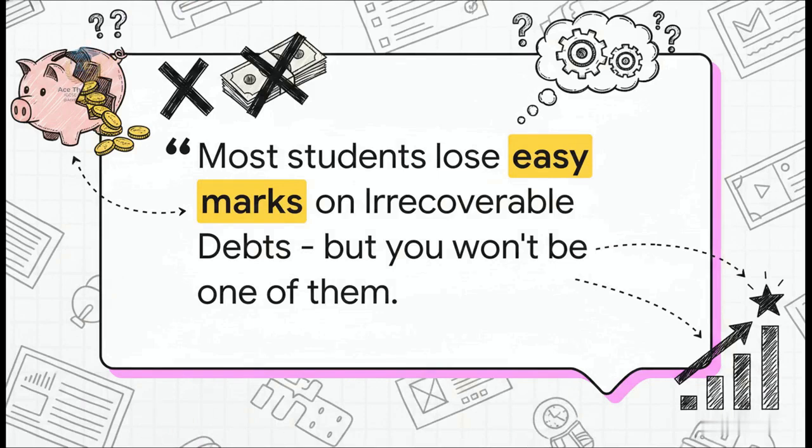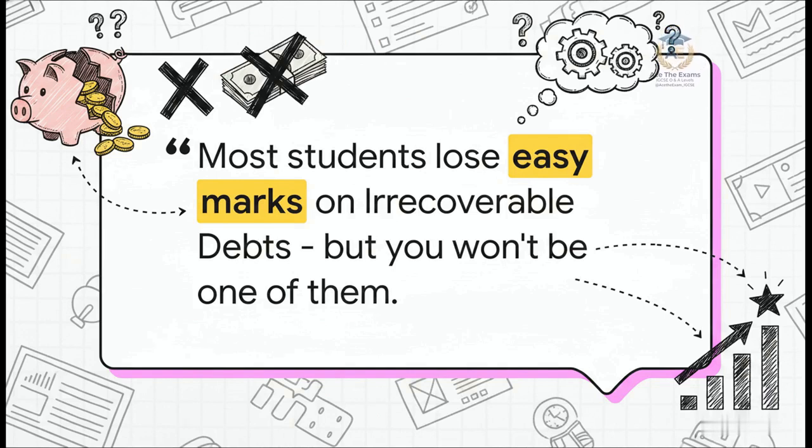Okay, let's dive straight into this. A senior Cambridge examiner noted that students constantly hemorrhage easy marks on irrecoverable debts. Now, you might be wondering, why does that happen? Well, it's because while it's pretty easy to memorize double-entry bookkeeping rules, the real challenge, the place where the marks are won or lost, is applying those concepts to the completely unfamiliar context that the exam throws at you.